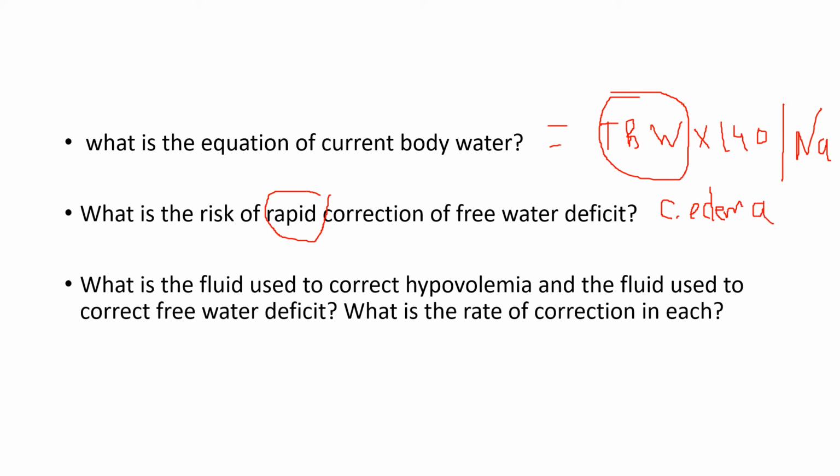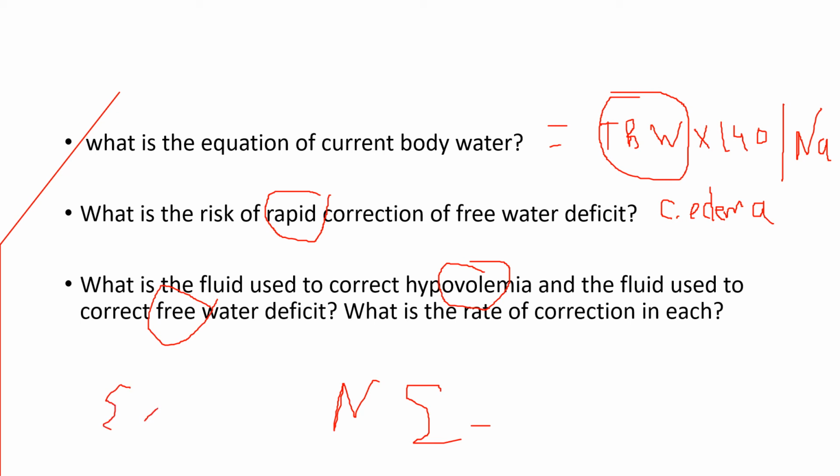The third question: what is the fluid used to correct hypovolemia and the fluid used to correct free water deficit? What is the rate of correction of each? طبعا to correct hypovolemia بستخدم النورمال saline اللي هو 0.9%. بينما free water deficit is corrected by 5% glucose أو half strength saline اللي هو 0.45%.